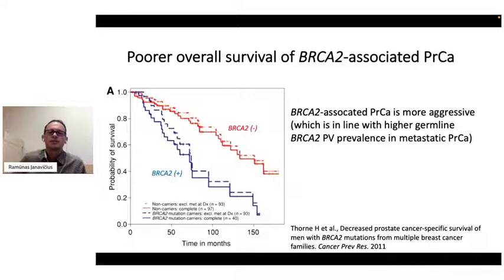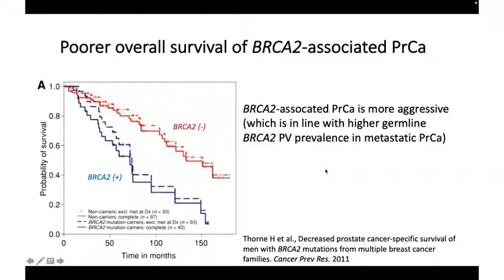Also, it's known that BRCA2-associated prostate cancer has poor overall survival, and here you can see the differences in Kaplan-Meier curves for BRCA-mutated patients versus non-mutated patients. And it was found that BRCA2-associated prostate cancer is more aggressive, and actually this finding is in line with the higher germline mutation prevalence in metastatic prostate cancer.